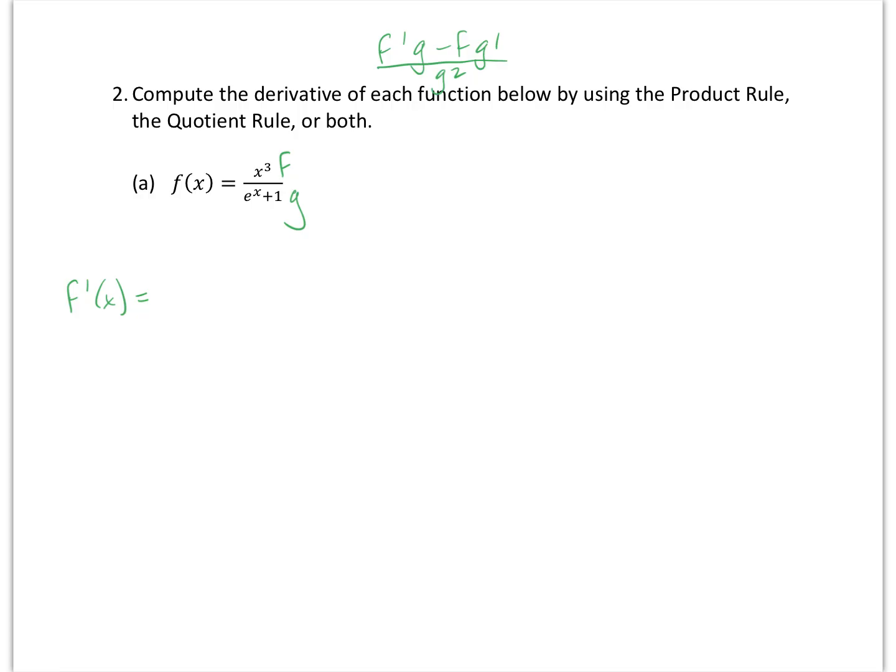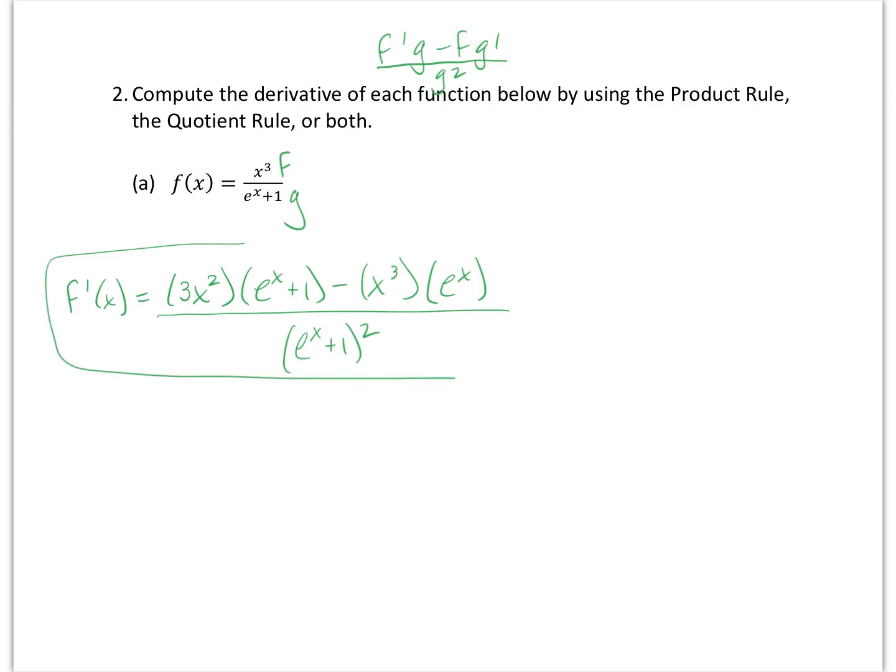Okay, so f prime, that's going to be 3x squared times g, which is e to the x plus 1, minus f, which is x cubed, times g prime, which is just e to the x all over the denominator, e to the x plus 1 squared. And again, unless you have some reason to, don't simplify. Just apply the rule and circle it.